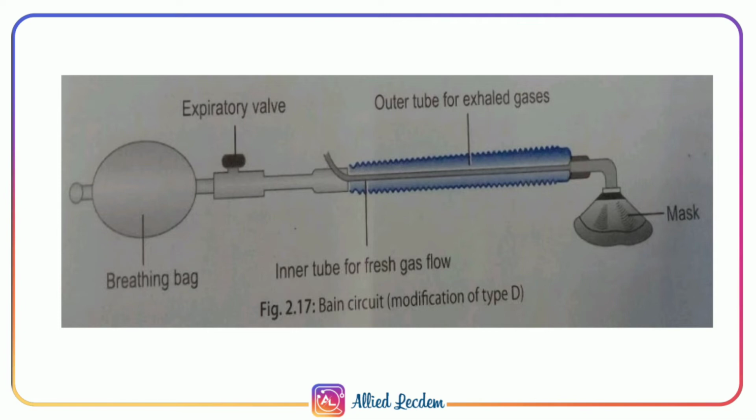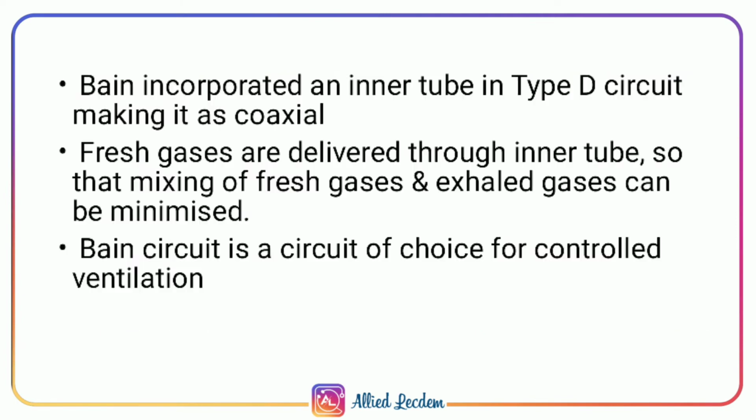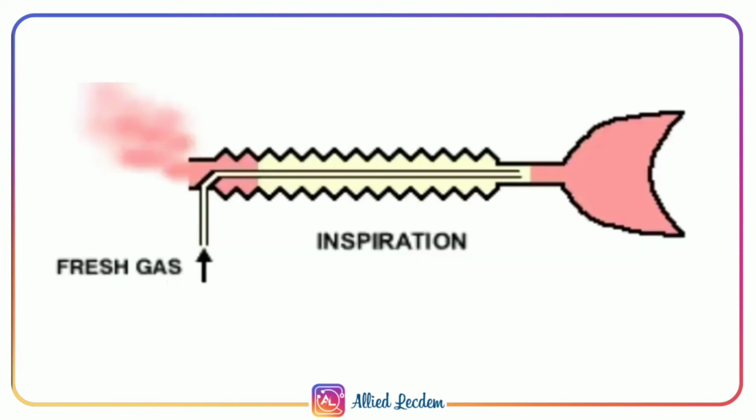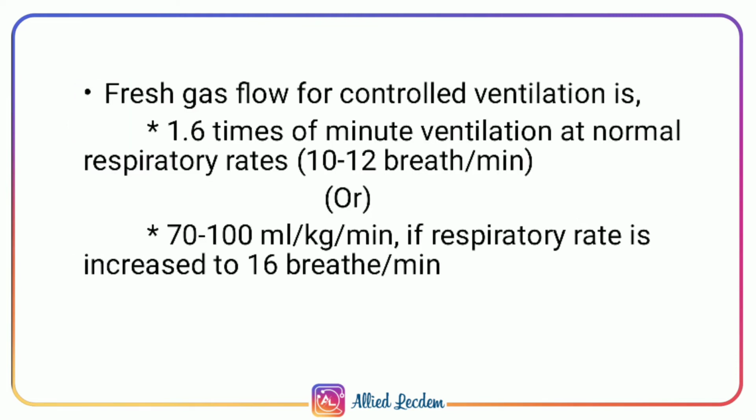It is a circuit for controlled ventilation. Bain circuit can also be used for spontaneous ventilation, but the fresh gas flow requirement would be higher. Here you can see that there is a little tube which delivers the fresh gas to the patient. Fresh gas flow for controlled ventilation is 1.6 times the minute ventilation at normal respiratory rate, or 70 to 100 ml per kg per minute.